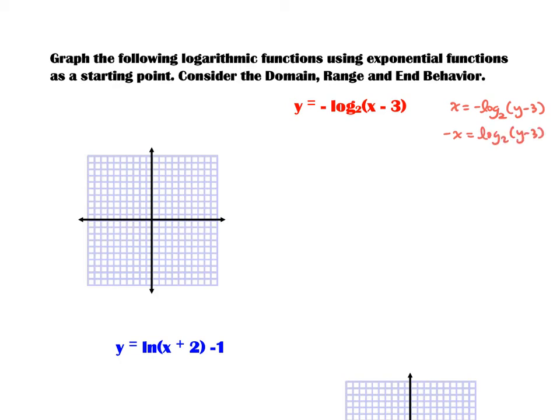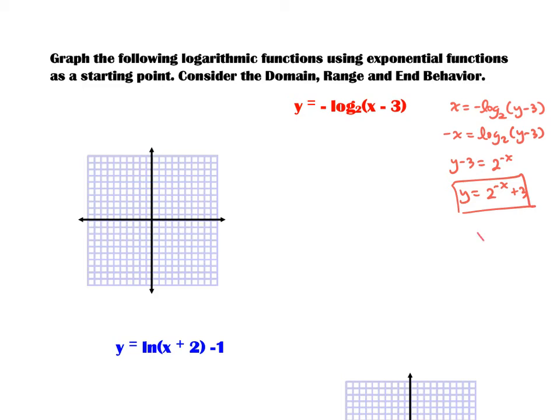And in order to rewrite this, I'm going to use the switch from logarithmic to exponential form. So I would see that y minus 3 would equal 2 to the negative x. Okay, therefore y would equal 2 to the negative x plus 3. Okay, so this is our inverse function. I'm going to sketch a graph of 2 to the negative x plus 3.